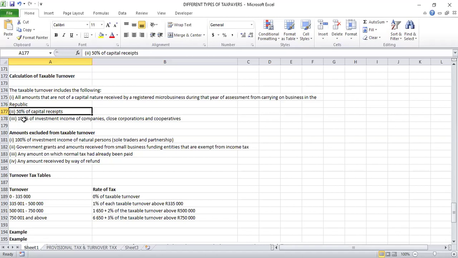Right, 100% of investment income of companies, close corporations, and cooperatives. The 100% of investment income only applies to companies, close corporations, and cooperatives. If it's a natural person, a sole trader, and a partnership, 100% of investment income is not included.